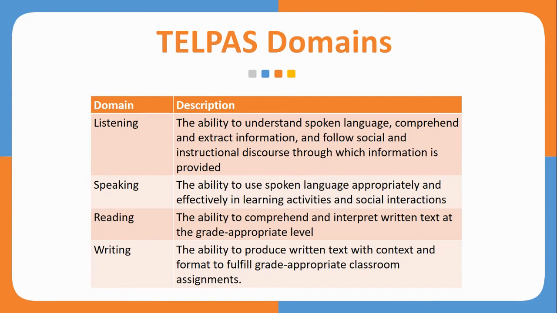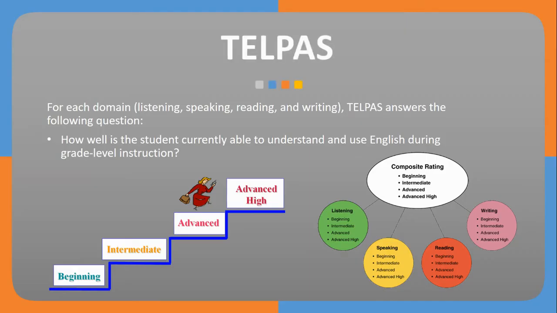Please take a moment to review the TELPAS domains. For each domain, TELPAS answers the following question: how well is the student currently able to understand and use English during grade level instruction? There are 4 levels: beginning, intermediate, advanced, and advanced high. The 4 assessed areas give a student an overall composite rating of beginning, intermediate, advanced, or advanced high.